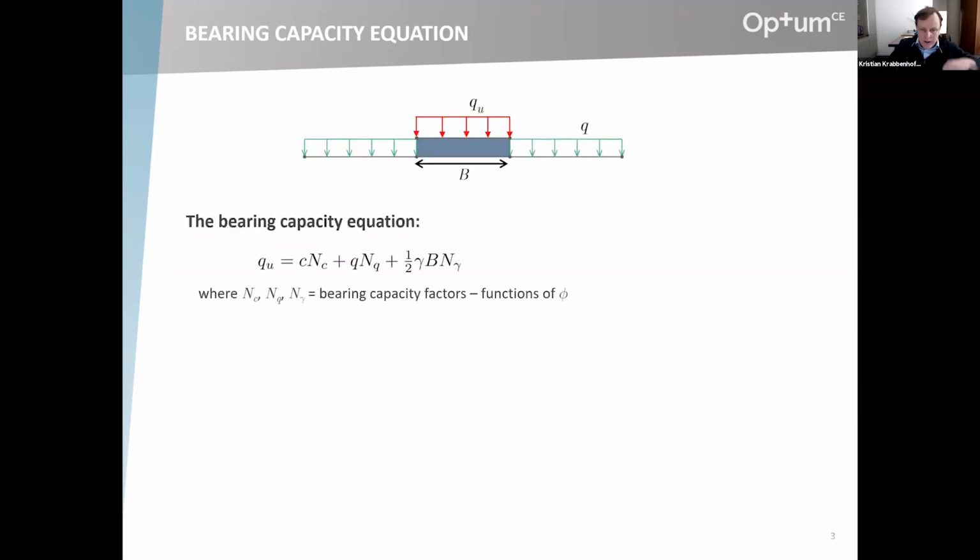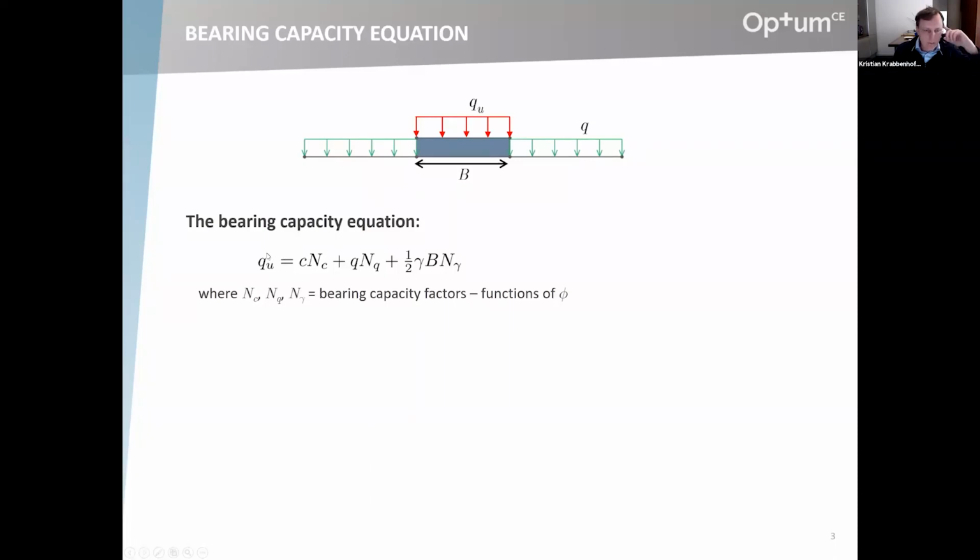The bearing capacity equation, I think everyone knows it, is this one here. It pertains to a strip footing, at least in this form, and then it can be extended, of course. A strip footing is subjected to some stress that we want to determine the ultimate magnitude of. So q_u is what we want to determine. We have some surcharge as well. The width of the foundation is B.